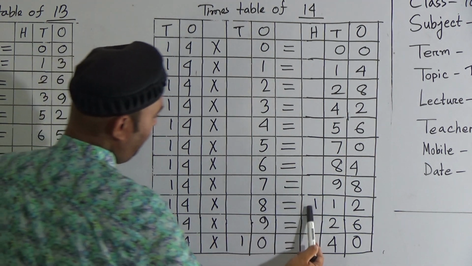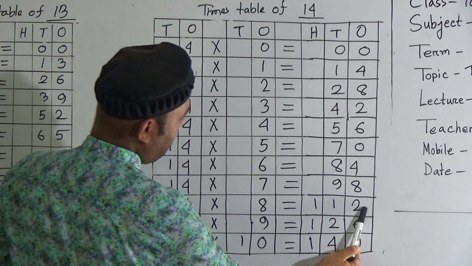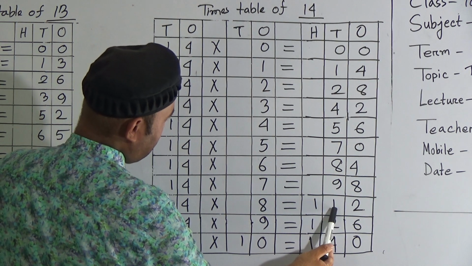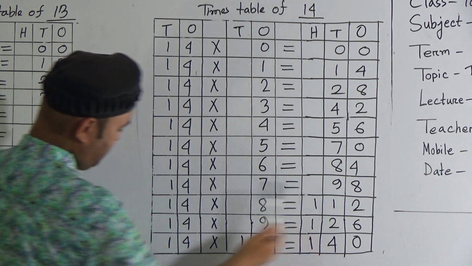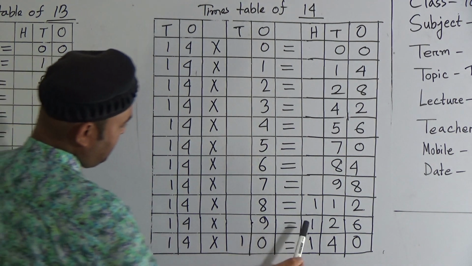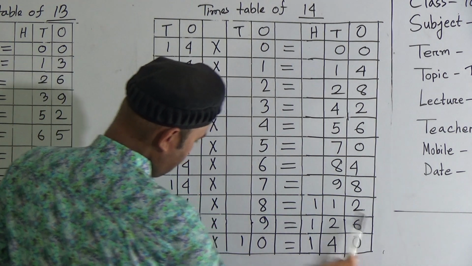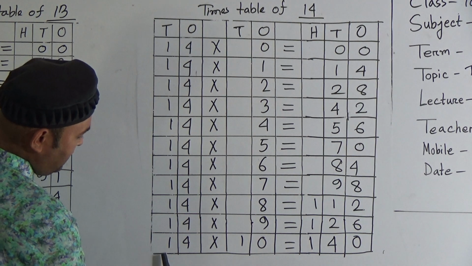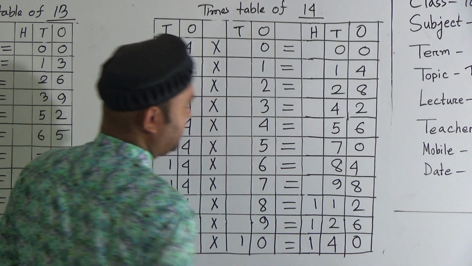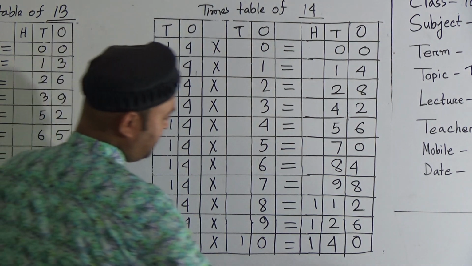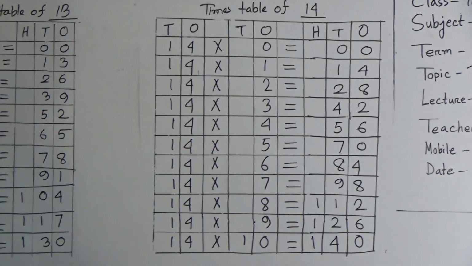14 eights are 112. 2 is here in the 1's place, 1 is here in the 10's place and again 1 is here in the 100's place. 14 nines are 126 and the last one is 14 tens are 140. Practice it at your home more and more.